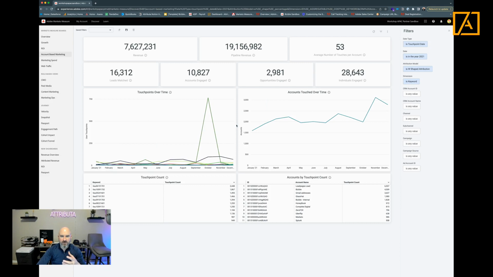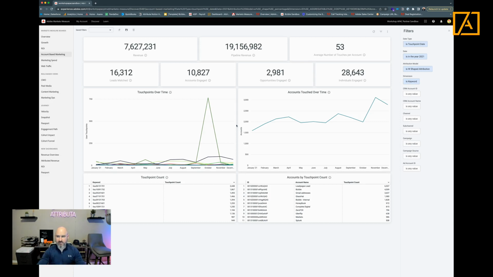Now, one of my favorite use cases for this dashboard in Visible is actually looking at things like multi-channel campaigns and how they are engaging with accounts. So, for example, let's say you are running a product launch campaign and you want to see how that product launch campaign, which is being run through paid search, paid social, and organic social, is performing. You've got a webinar that you're doing around this product launch. You've got an event that you're doing around this product launch.